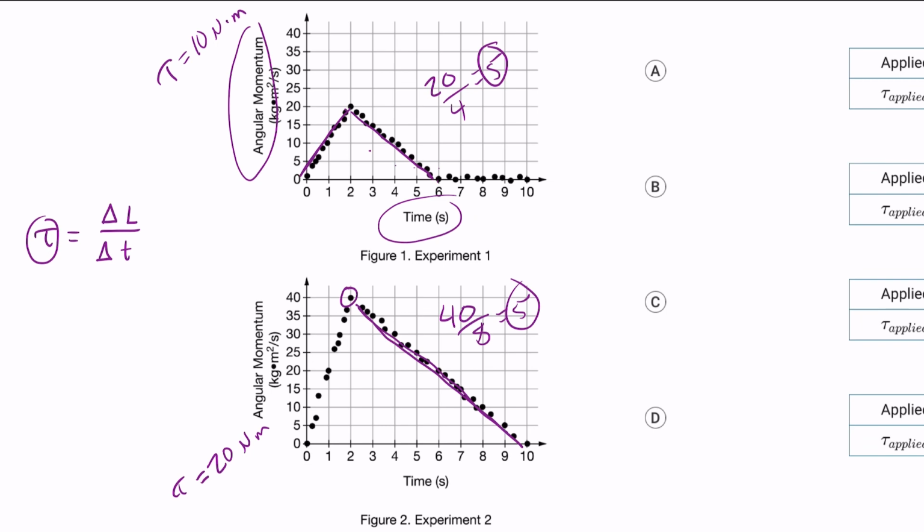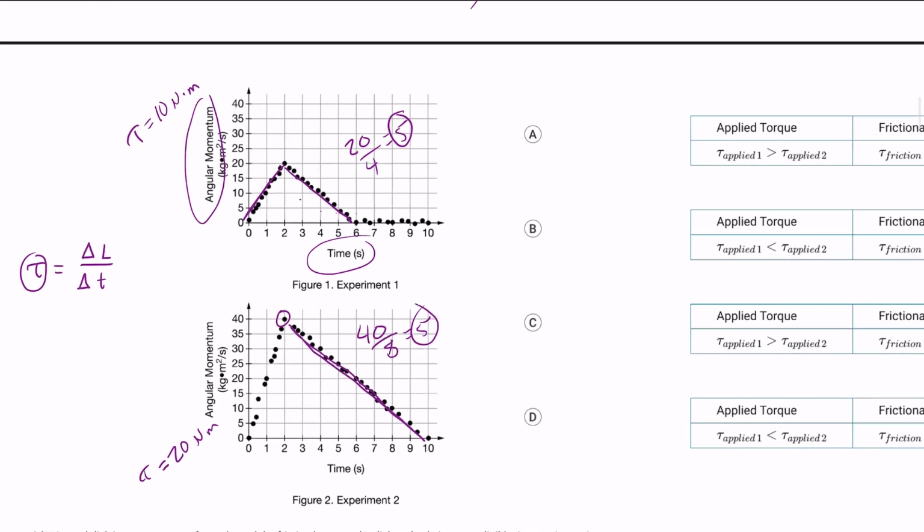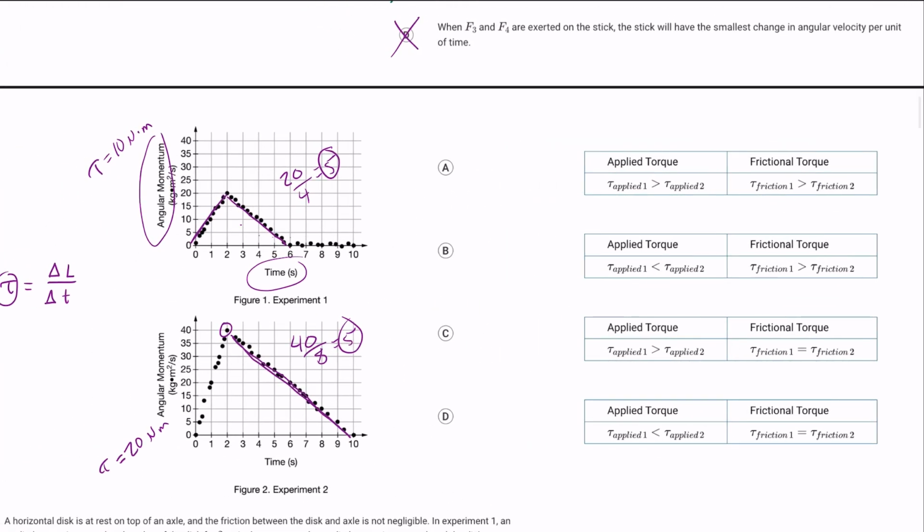All right, so let's look at what our answer choices are. It is asking about applied torque versus frictional torque. Answer choice A says that experiment 1 had more applied torque. We know that that's wrong. Answer choice B says experiment 2 had more applied torque. That's true, but it also says that there's a difference between the frictions, and we know that that's wrong. Answer choice C says that experiment 1 had more applied torque, because that's the greater than symbol. So don't forget your greater than and your less than symbols. We know that experiment 2 had more applied torque, so C is wrong.